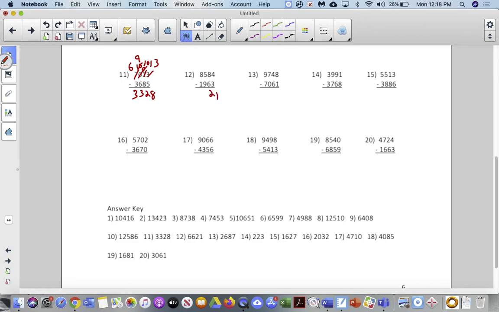Next, 4 take away 3 is 1. 8 take away 6 is 2. 5 can't do it, so make that a 7. And make that a 15 by borrowing. 15 take away 9 is 6. 7 take away 1 is 6. So 6, 6, 2, 1.